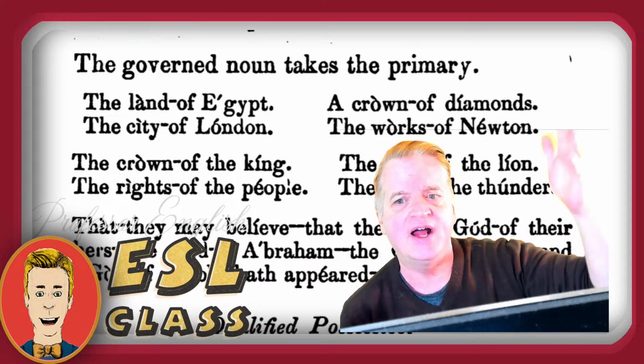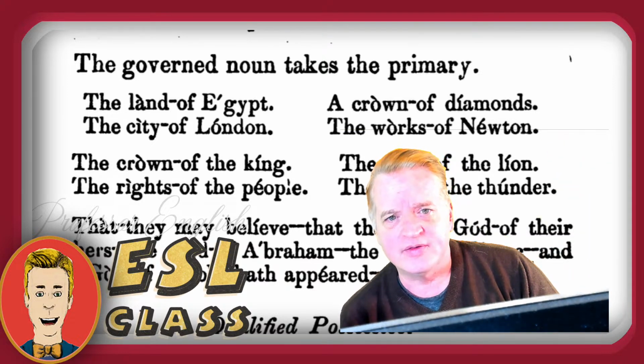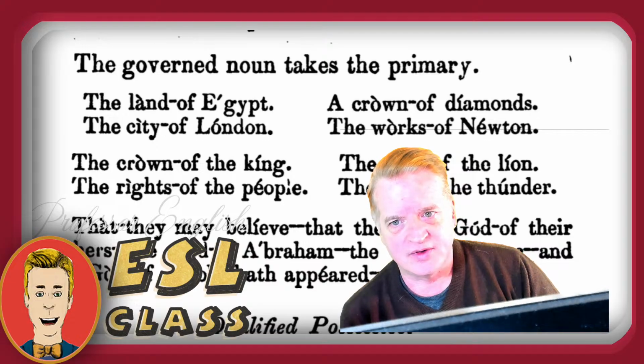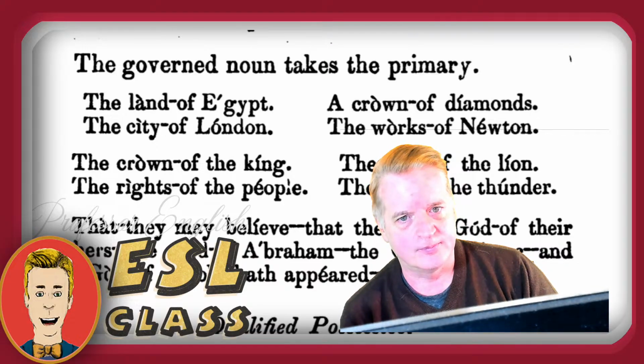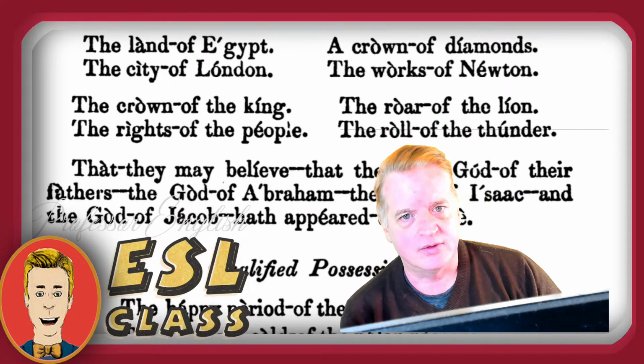So the land of Egypt, a crown of diamonds, the city of London, the works of Newton, the crown of the king.